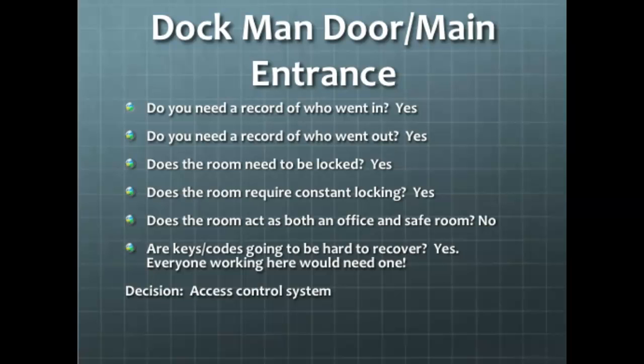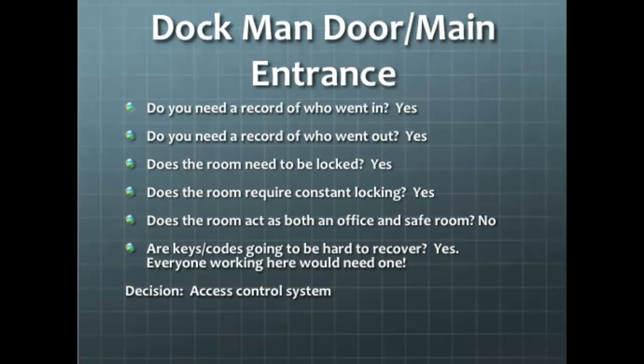This is an absolute case where you need a history of who went in and out of a door, where you have readers on both sides of the door. It needs to be locked, right? It's the perimeter. You can't let just anybody walk into your warehouse. It requires constant locking. It's not going to be used as an office or a safe room. The whole building itself is not a safe room in that way. So it's not someplace you go and if somebody bad gets in the warehouse, you don't go hide in the warehouse. You go someplace else, right?